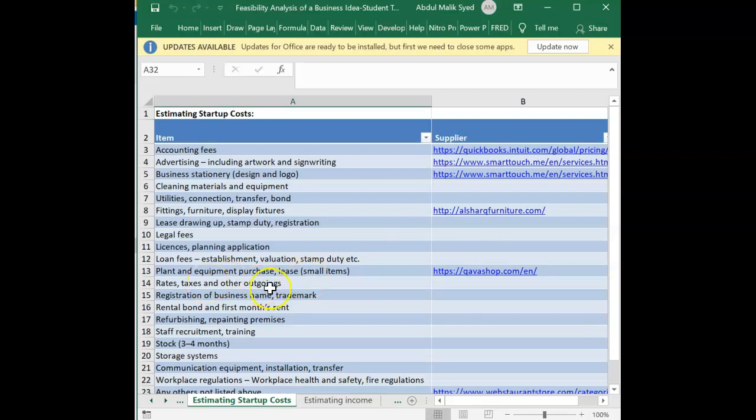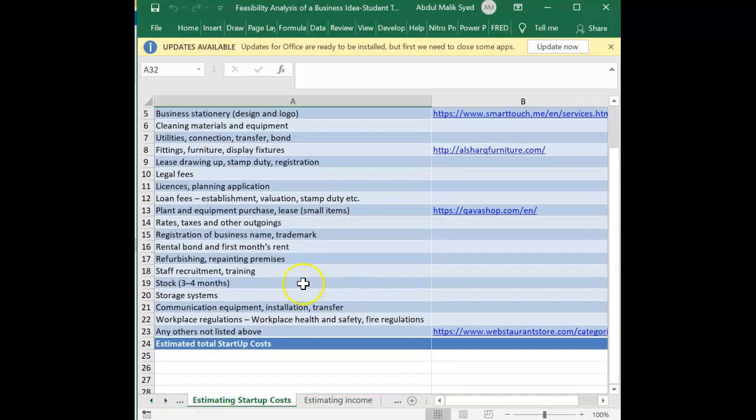And then plant and equipment purchase you can get from Kawa shop, which provides you all kinds of equipment which you have listed in the previous sheet. Okay, so likewise you are going to talk about the stock, how much stock you require. So we say 3 to 4 months of stock you need to put, so that once your business starts, you are not curtailed of funding. So you have to take into consideration the stock requirements for at least 3 to 4 months.